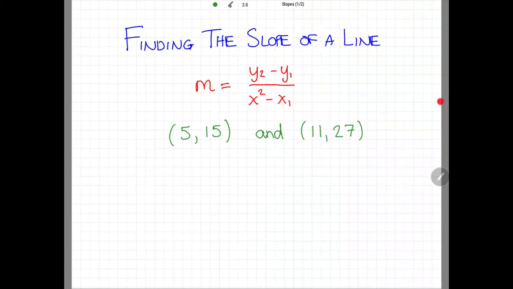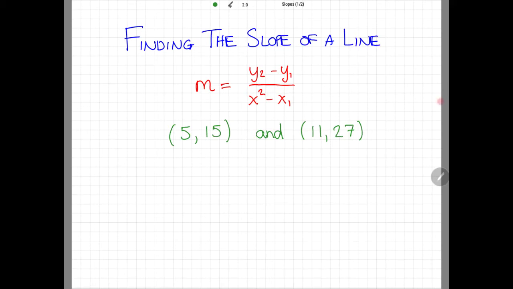Okay, so what we're going to do today is practice finding slopes of lines. And so I'm going to solve an example problem for you here. Suppose I have 2 points, (5, 15) and (11, 27), and I want to find the slope of the line that connects these 2 points.